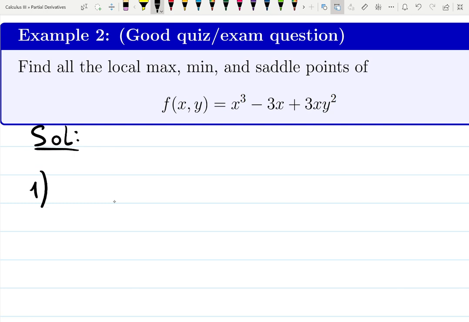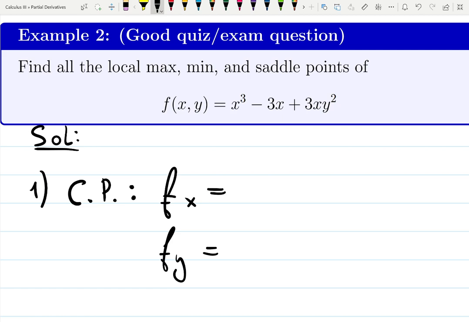Step 1. Find critical points. Critical points already have some kind of trigger in your brain, means derivatives. But we have many variables now because it's multivariable calculus. So find all the possible partial derivatives. If there are 5 variables, find 5 partial derivatives. But since we're being easy on you, it's only 2.